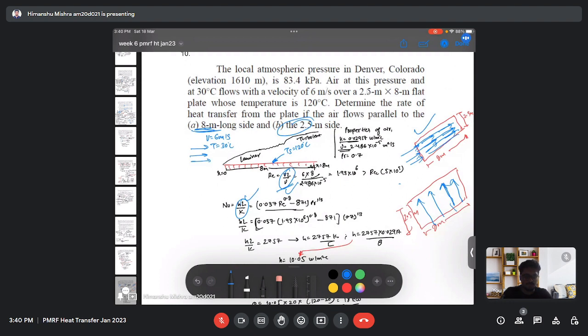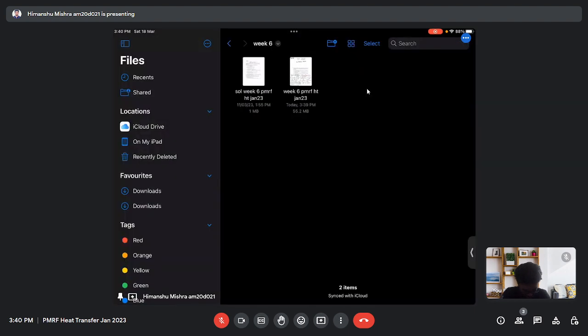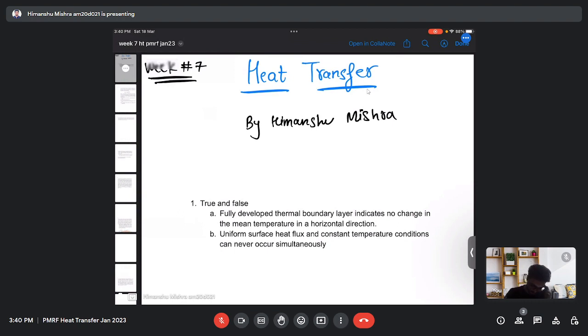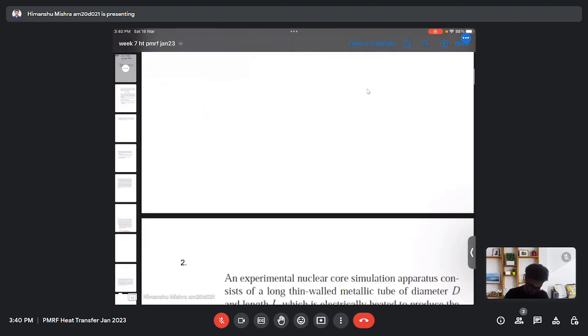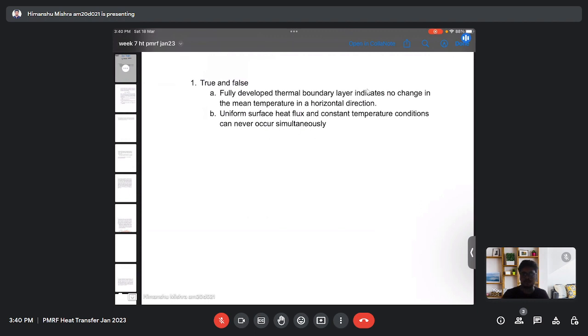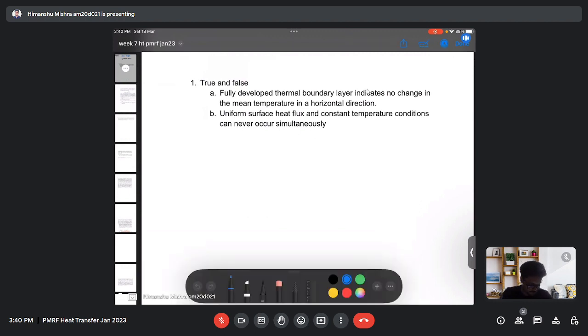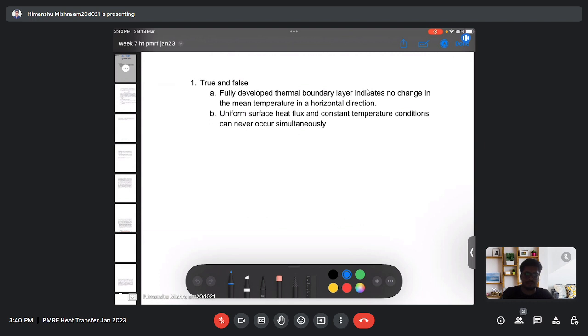If not, then let's move to the internal heat convection problems. So the first question is a true and false problem. So we need to identify which one is true and false. The first statement says that fully developed thermal boundary layer indicates no change in the mean temperature in a horizontal direction. So is this a correct statement?